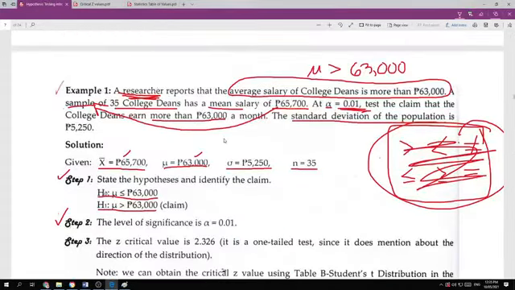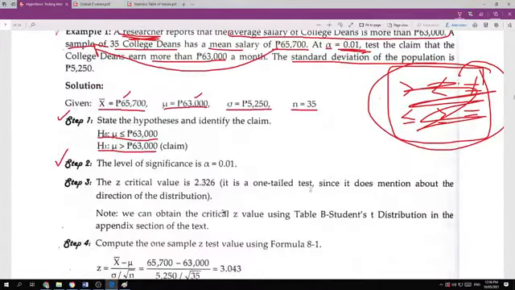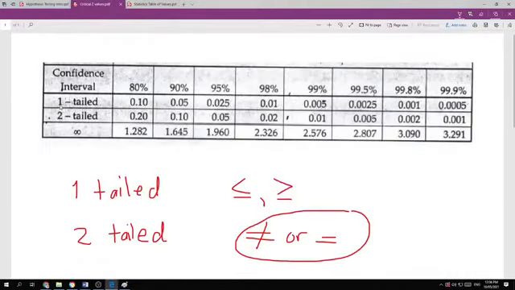This is my question. Is this a two-tailed problem or a one-tailed problem? Do you see more than or less than in your problem? Yes. So there is the word more than, therefore this is a one-tailed test. Okay. So kung one-tailed test ni siya, look at the alpha, it's 0.01. So using this one, one-tailed niya 0.01.